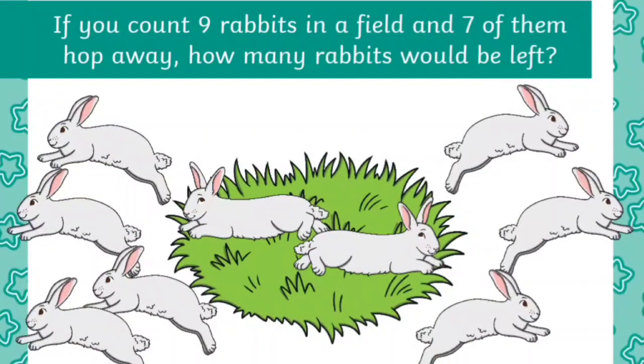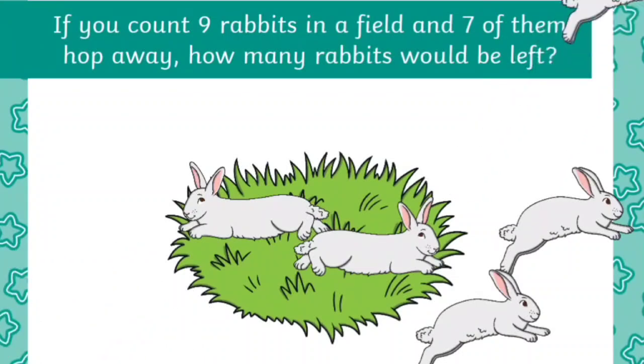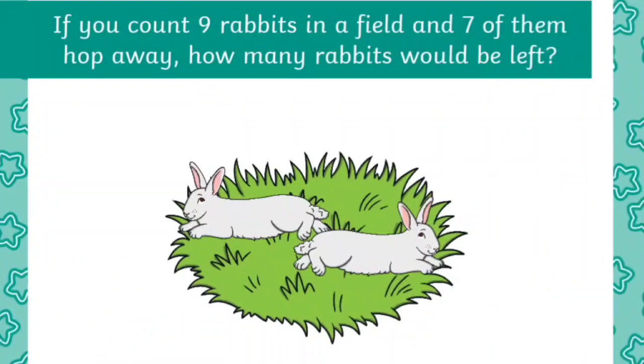If you count 9 rabbits in a field and 7 of them hop away, how many rabbits will be left? We have 9 and we will take away 7, so we will have only 2 rabbits.